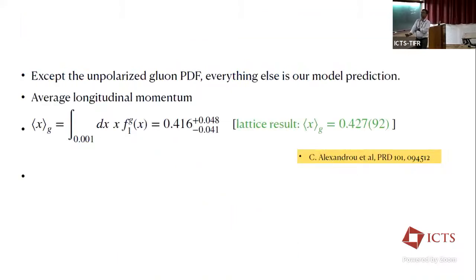So basically, except for this unpolarized gluon PDF, everything else that we calculate is our actual prediction. And here, for example, in this model, when we calculate the average longitudinal momentum, that x average, we actually get around 0.416, whereas the lattice result is 0.427. It is pretty close to that lattice prediction, though our model is very, very simple compared to the lattice calculation.